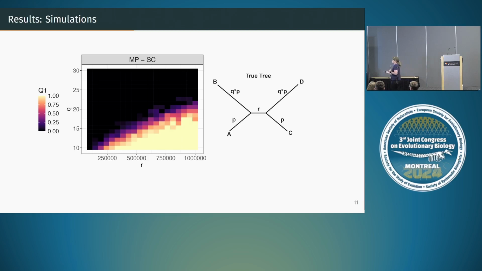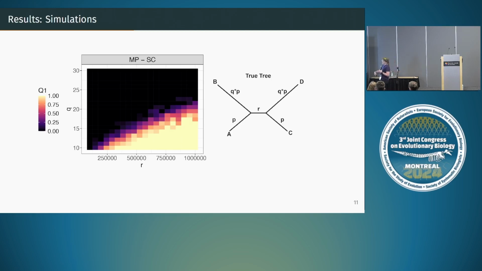Okay, so these are the results for just our single copy genes. So this is the standard result, and this is with maximum parsimony. Q here is the multiplier, so the larger Q, the more long branch attraction we should have. And R on the x-axis is the length of the internal branch. Dark colors indicate that we did not find high quartet support for the species tree, and light colors indicate high support for the species tree topology.